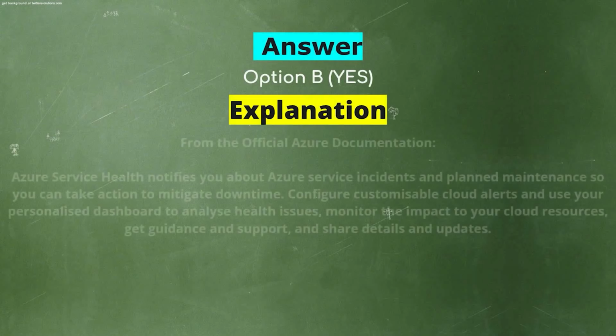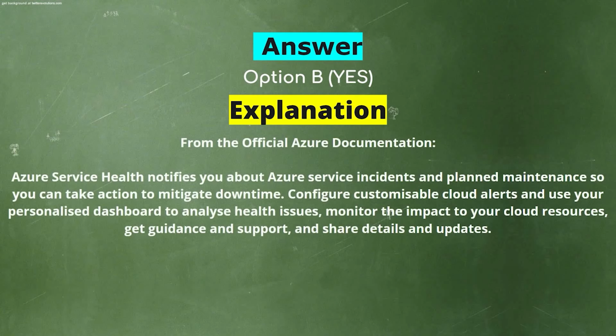Explanation. From the official Azure documentation, Azure Service Health notifies you about Azure service incidents and planned maintenance so you can take action to mitigate downtime. Configure customizable cloud alerts and use your personalized dashboard to analyze health issues, monitor the impact to your cloud resources, get guidance and support, and share details and updates.